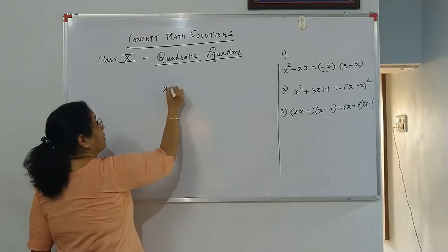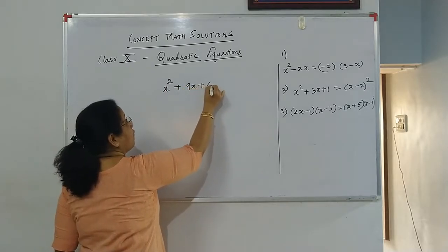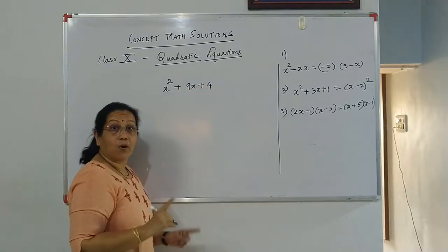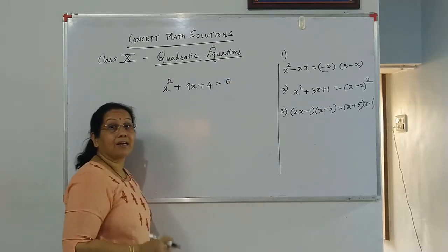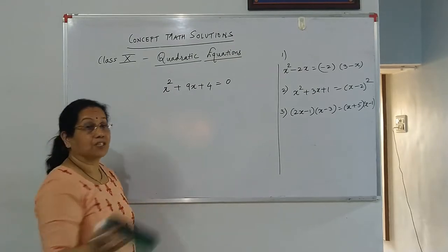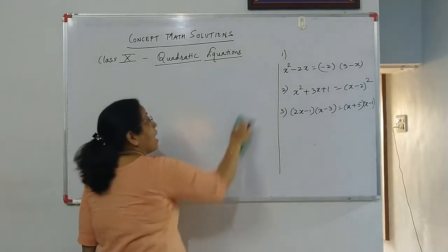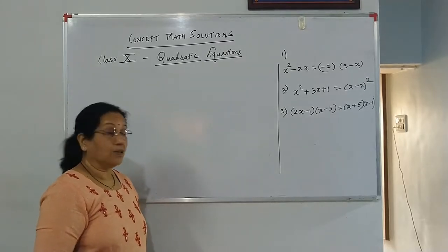Like if I have to frame a few, x square plus 9x plus 4 is a quadratic polynomial, and when I equate it with 0, it's a quadratic equation. So, a quadratic equation is an equation in which the power of the variable is 2, degree 2.